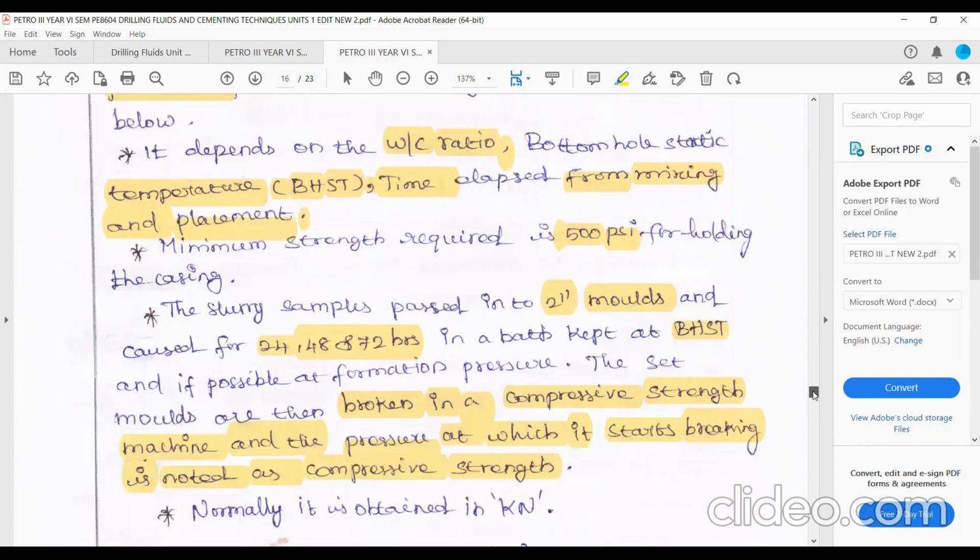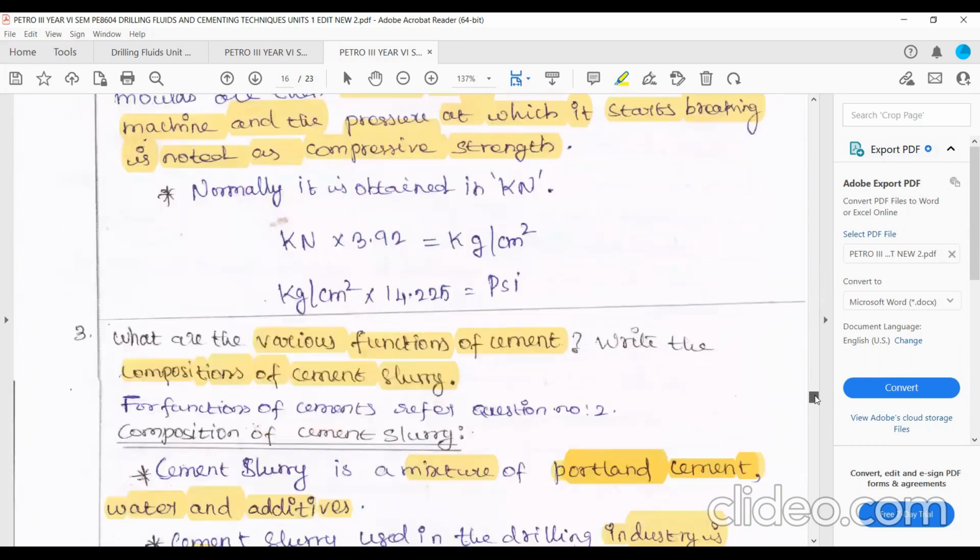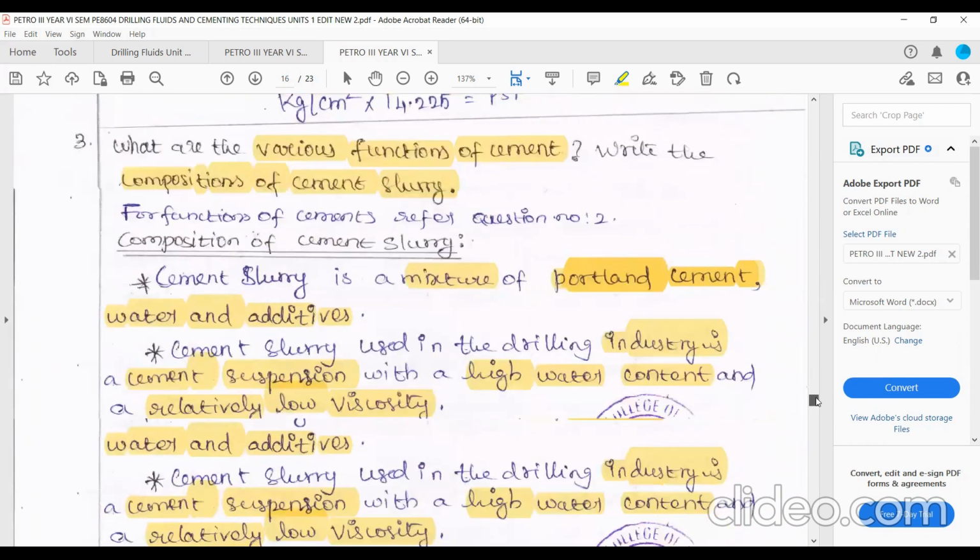The minimum strength is 500 psi, and how to do the experiment is already explained to you. The unit you can use is usually kilonewton. If you want to convert it to kg per centimeter squared or into psi, you multiply with these numbers. Better learn these by heart. I think there is not much more to explain there.